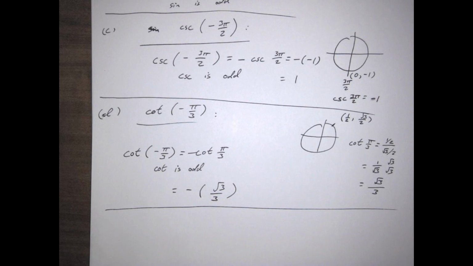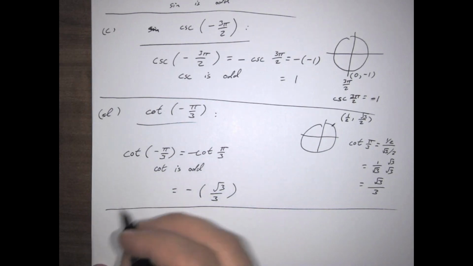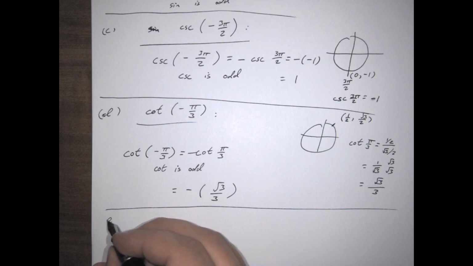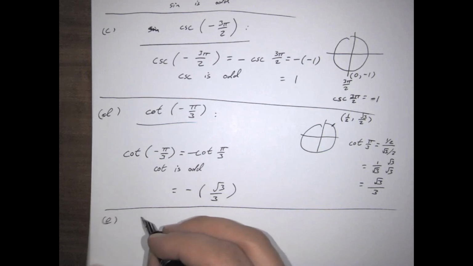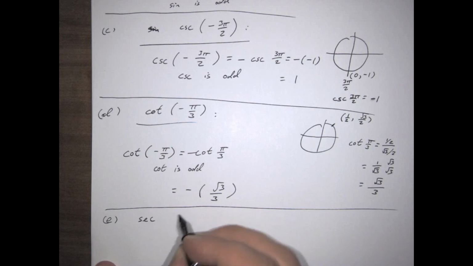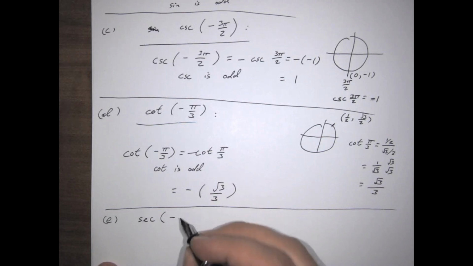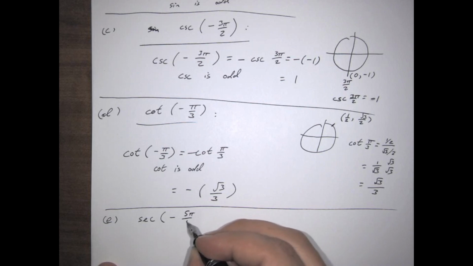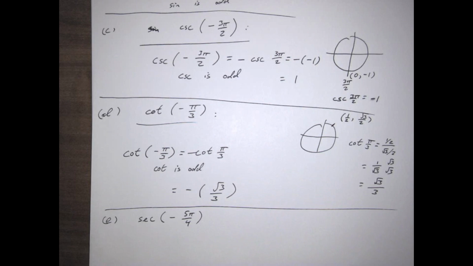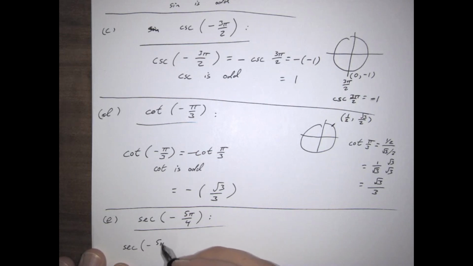And I said that was the last one, but we should probably do one more with the even functions because we've had mostly odd functions here. So one more here with an even function. Let's go with the secant of negative 5 pi over 4. Secant of negative 5 pi over 4. All right. So first off, secant. Negative 5 pi over 4.